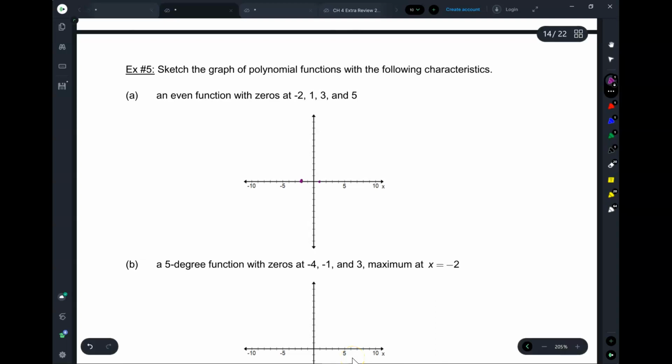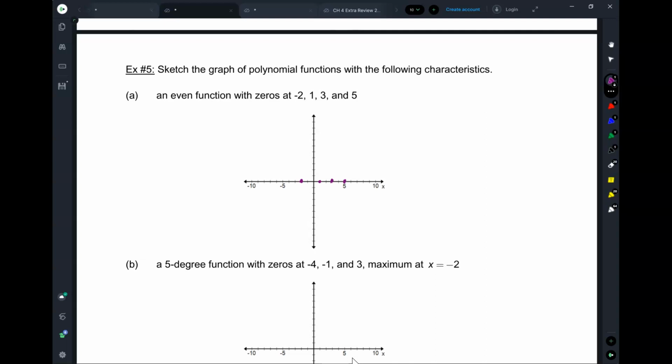1, 3, and 5. Oops. 3 is here, and 5. So those are the zeros. Now it says it has to have an even function, and there is no other information.